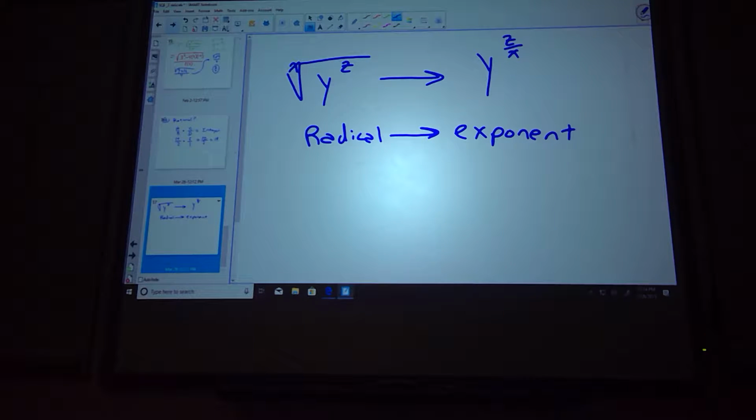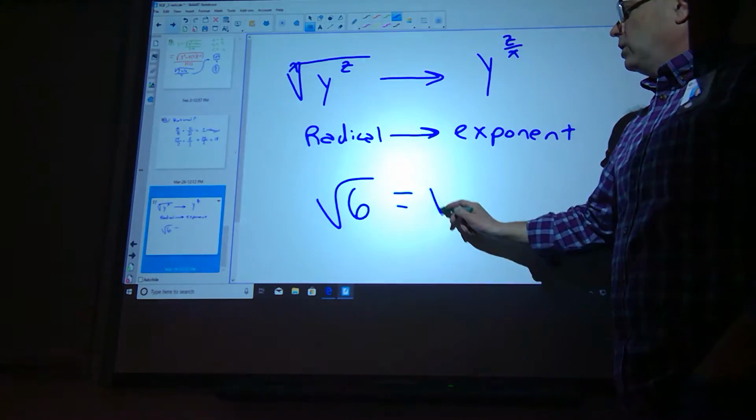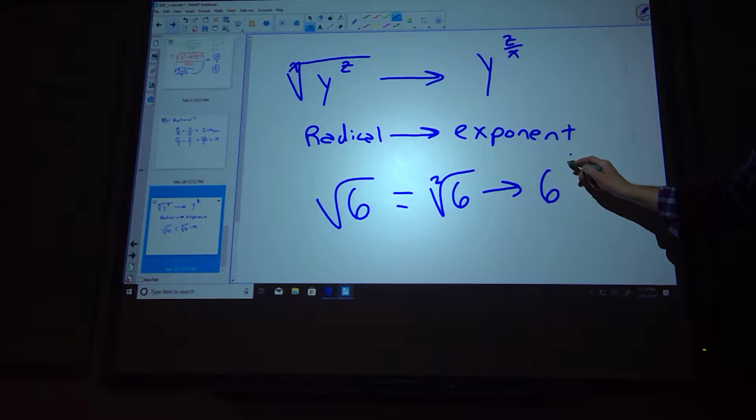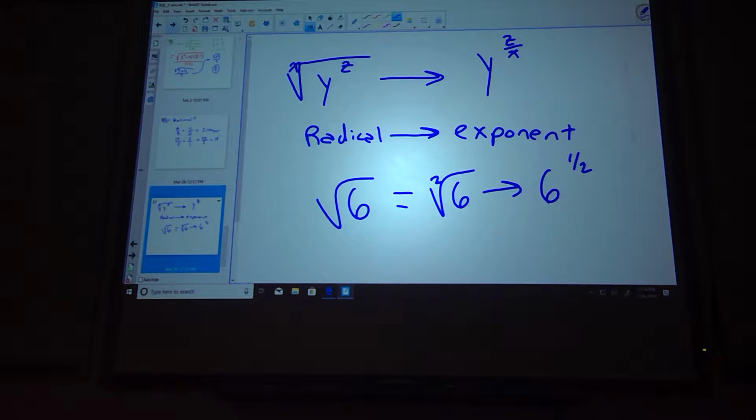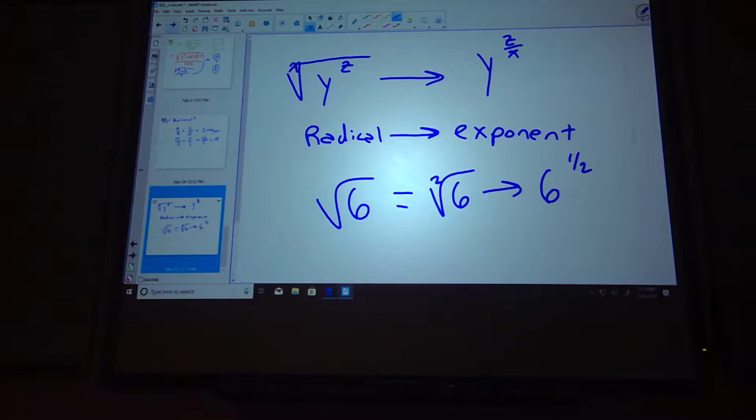If you had something like this, you have to understand that's the same thing as this, which is then the same thing as this. Normally we don't see this 2 here when it's just a square root. When there's just a square root, there's always just a 2, kind of like when there's x, there's always a 1.